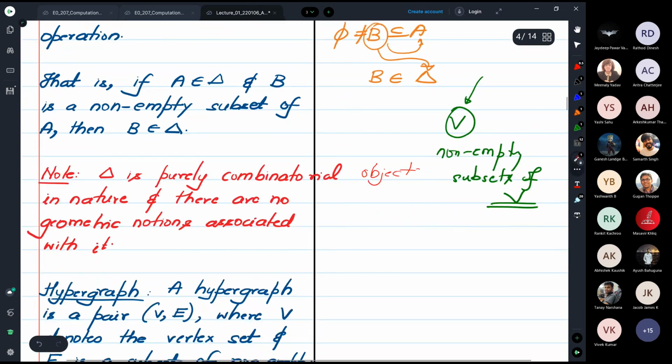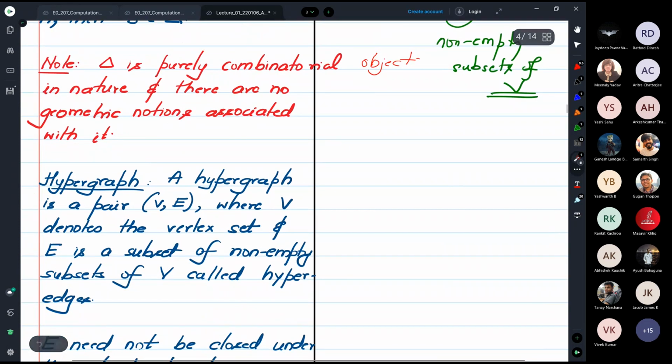All right. As I mentioned in the previous class, simplicial complexes are useful to model higher order relations, unlike a graph which can only model binary relations. So let me just give you an example. Let's say the vertex set V is made up of 3 vertices, 1, 2, 3, right?